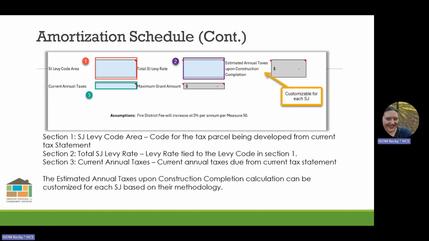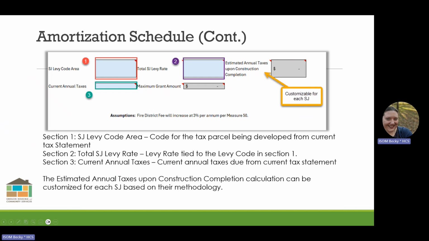The last section of the amortization schedule asks for 3 pieces of information. In box 1, it asks for the sponsoring jurisdiction's levy code area, which can be found on the current property tax statement. Box number 2 asks for the total sponsoring jurisdiction levy rate that is tied to that levy code, which can be found on county assessors' web pages. And 3, the current total annual taxes that are on the current tax statement.